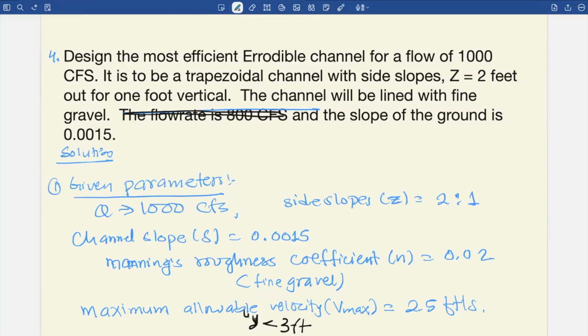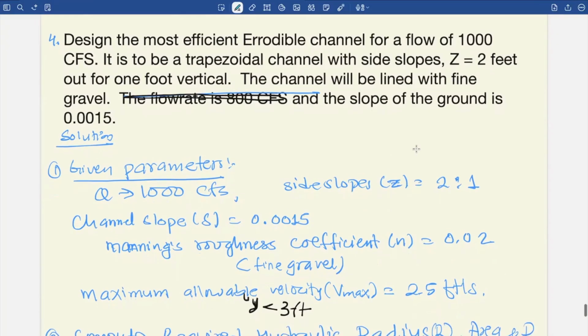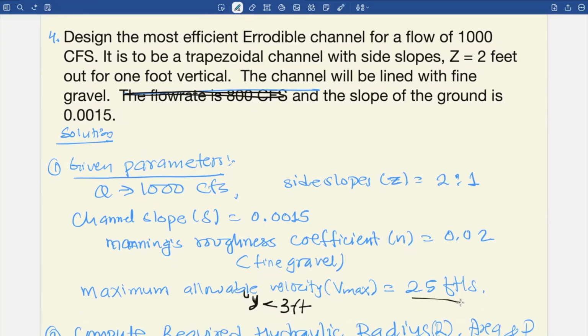So since this is the erodible channel, not concrete, not rigid, the design velocity should be controlled. And fine gravel has a maximum permissible velocity of 2.5 feet per second. So go faster than that and the water starts dragging the gravel away, eroding the channel walls and bottom.